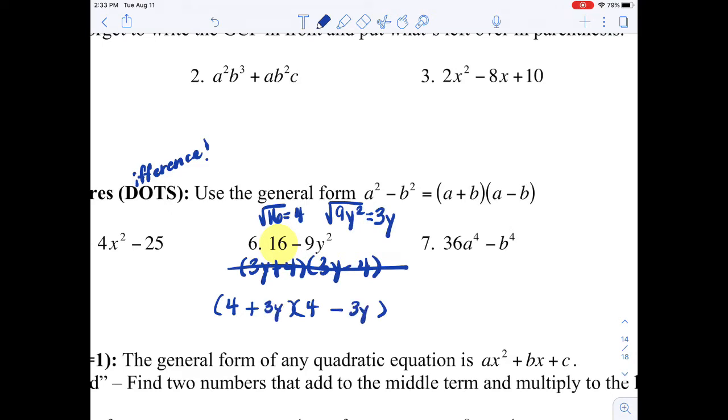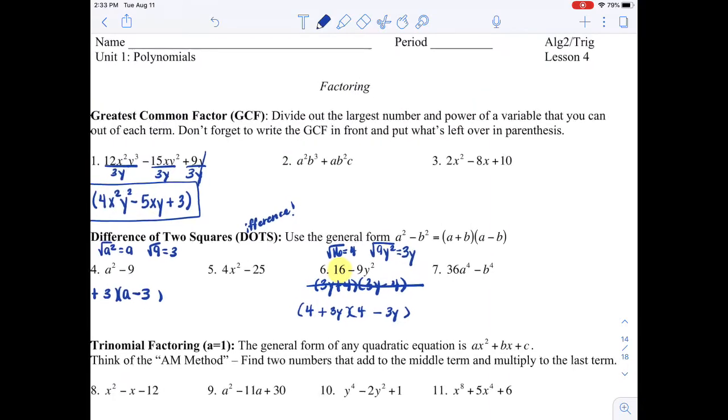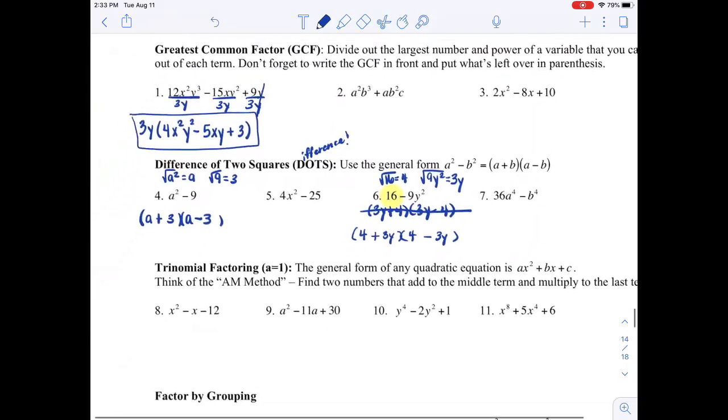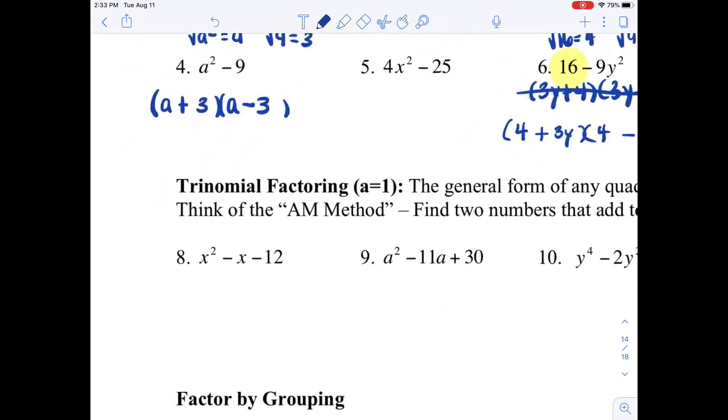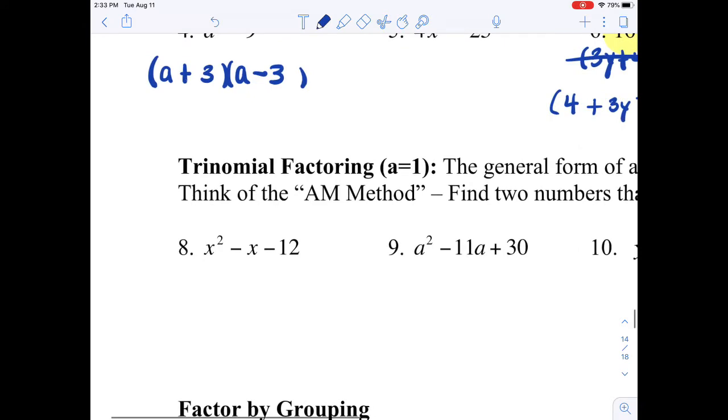Okay, this is not the same answer as the one that I crossed out, and the order does make a difference, so please be careful when you are doing dots. So now a common factoring method that many of you have probably worked with before is trinomial factoring.